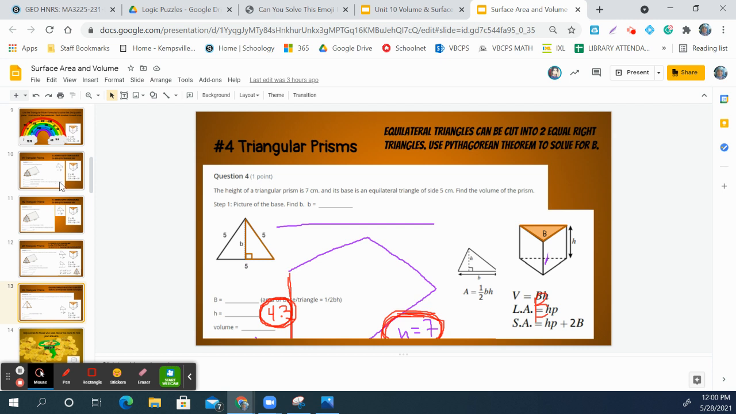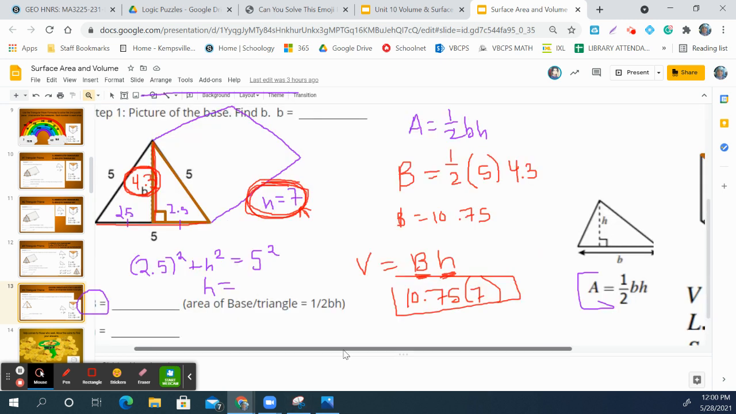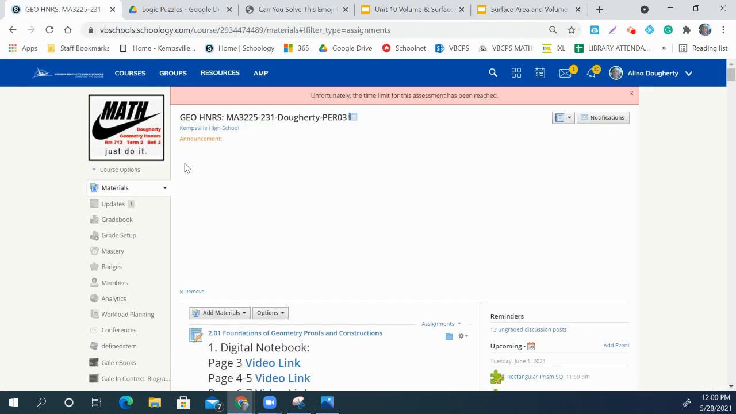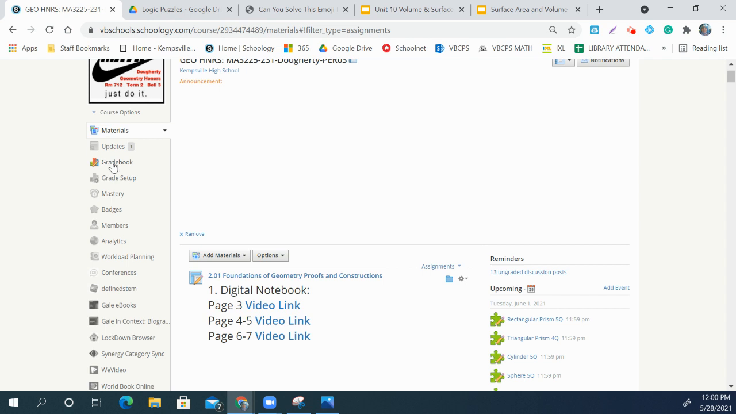Which one are we looking at? So there's two different heights. The height of the triangle is 4.3, and the height of the prism is 7. In the puzzle piece, it should tell you. Does it not? Did I not update it?